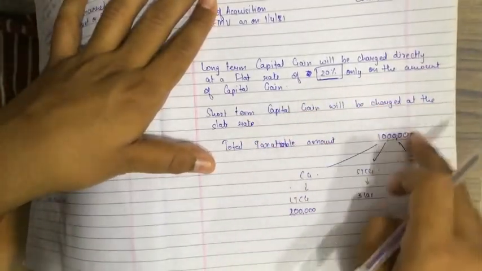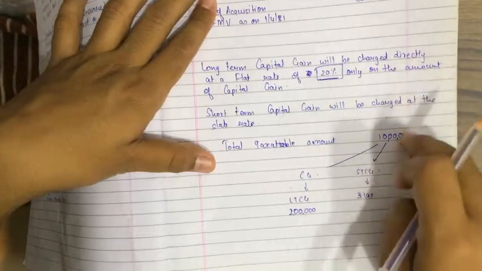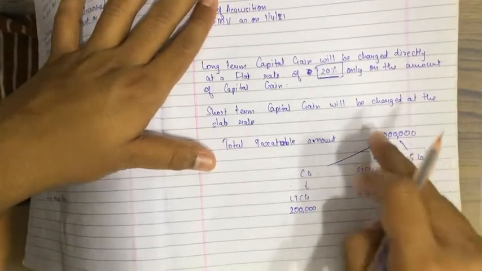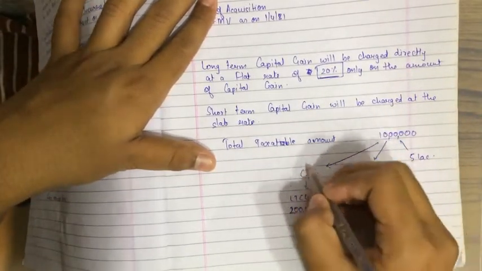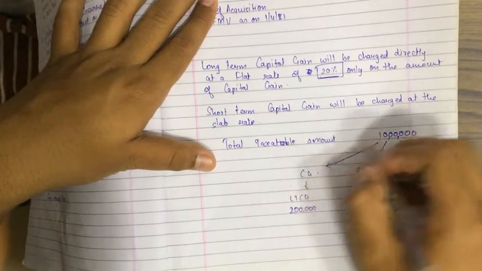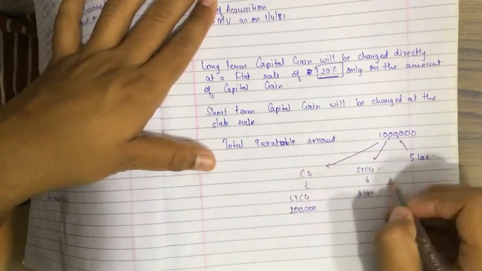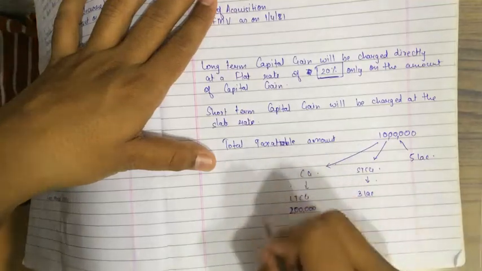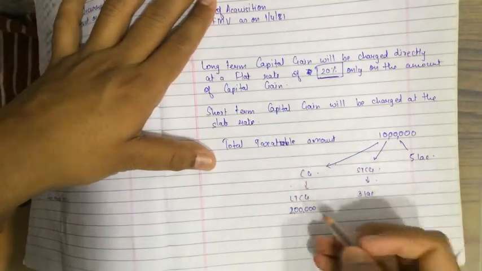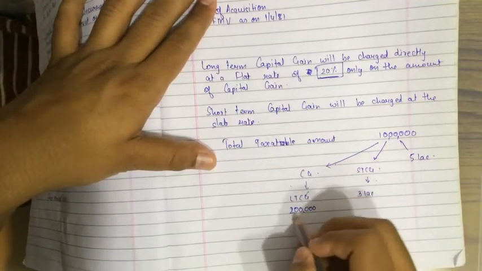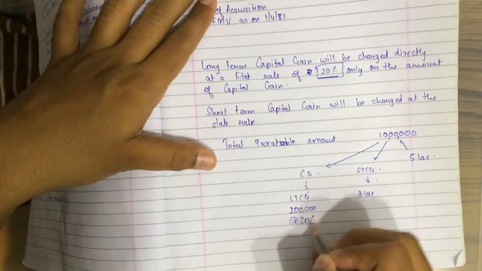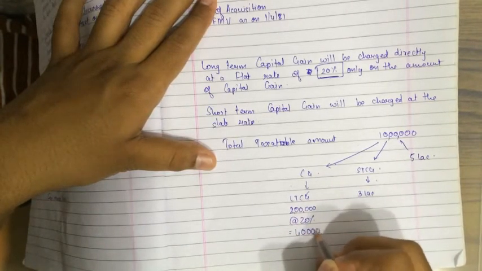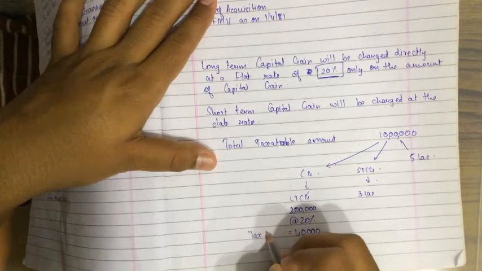You calculate this total taxable amount. After that, draw a line like this, how I have drawn, and write capital gain. After that, make a sub tree again, long term capital gain and short term capital gain. Now only 2 lakhs at the rate of 20%, that is equal to 40,000 tax amount.